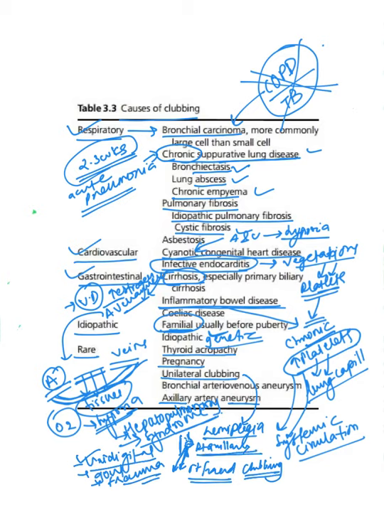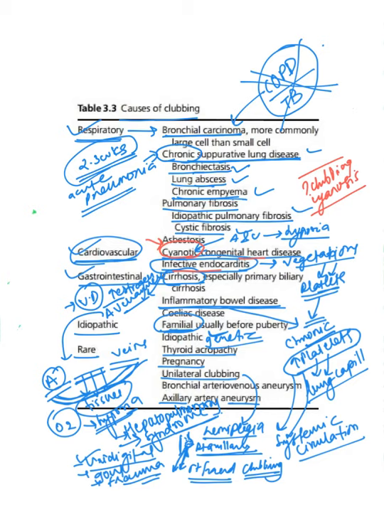And these are some of the rarer causes of clubbing, but we have to remember the more common and important ones, which are bronchial carcinoma, chronic suppurative lung diseases like bronchiectasis, lung abscess and empyema, and pulmonary fibrosis. And important cardiovascular causes are cyanotic congenital heart disease and infective endocarditis. So the question is, can acyanotic congenital heart disease cause clubbing and cyanosis? We shall learn about this in a bit more detail in the coming slides.